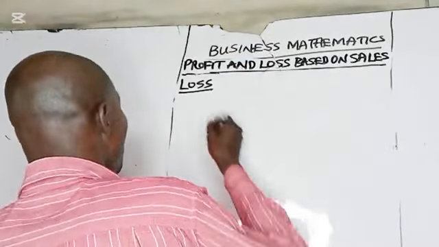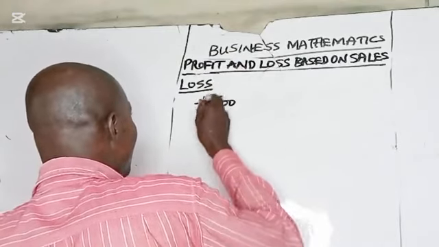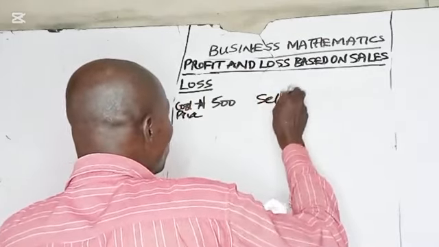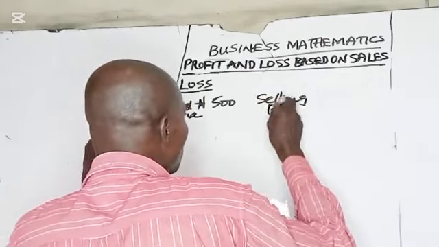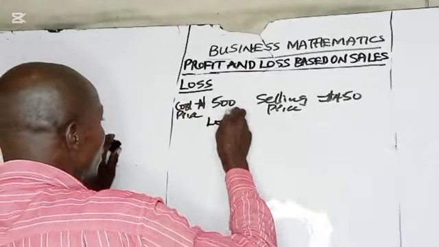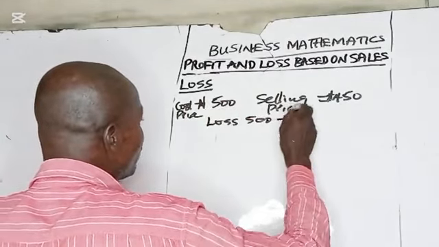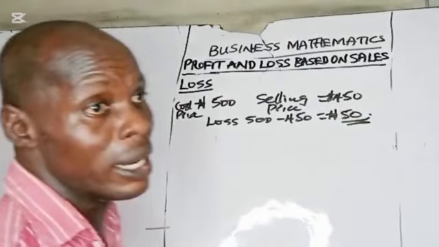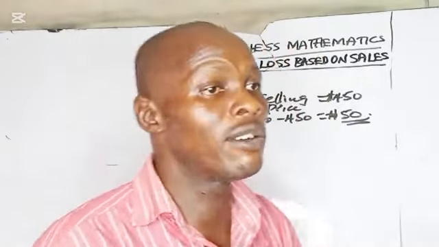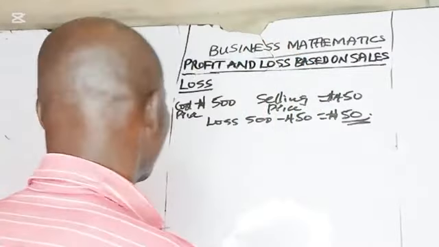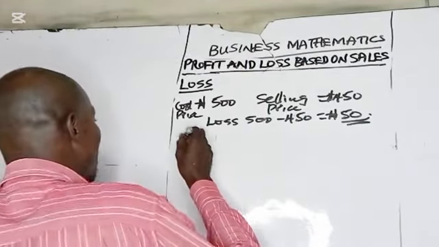So loss, if you buy an item for 500 naira, this is the cost price, and this item is sold for 450 naira. That means the selling price of that item is lower than the cost price. Then you have a loss, which is 500 minus 450. So we have a loss of 50 naira. Please take note of this. This is the amount incurred by the seller for selling an item less than its cost price. That is loss.